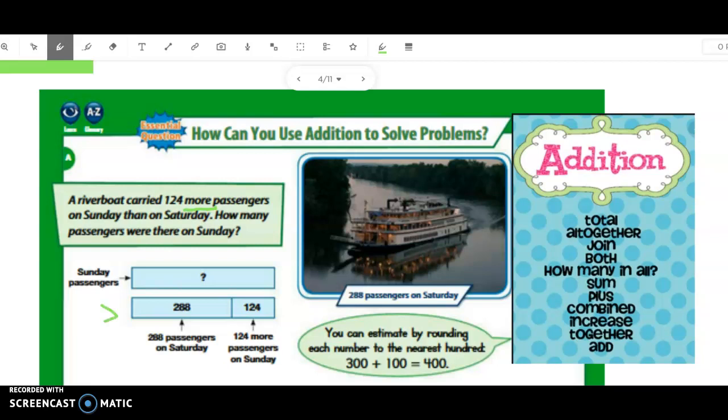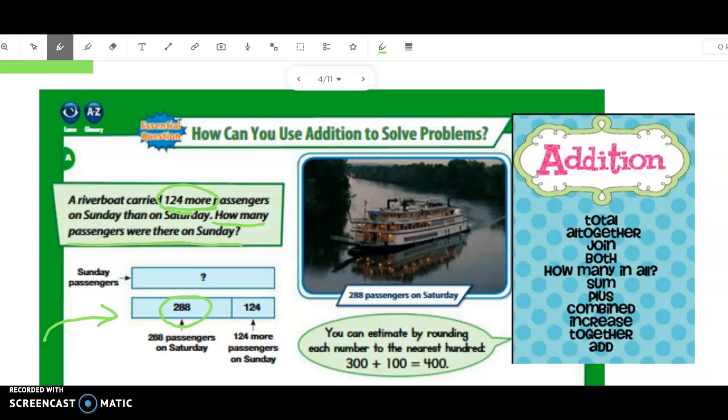We can see that below that on Saturday, 288 passengers were on the riverboat. On Sunday, there were 124 more. So we are adding. So I have a number and I'm adding to that. So that's how I know it is addition. Underline your question and circle your numbers. Our other ones are down here.